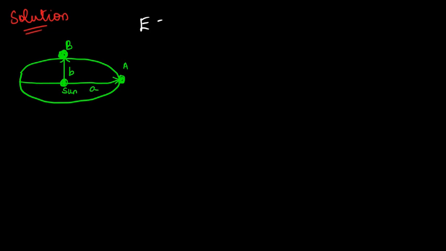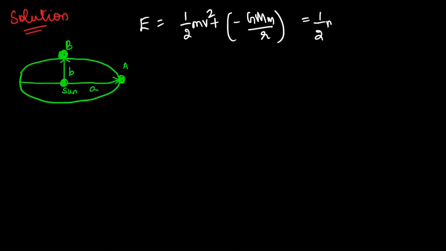So we can basically write the energy as half m v square plus minus G M m by r. Right. So this will be half m v square minus G M m by r. One is the greater M, capital M, and the other is the small m. Okay. So this is my energy, and I can also write my L as m v r.